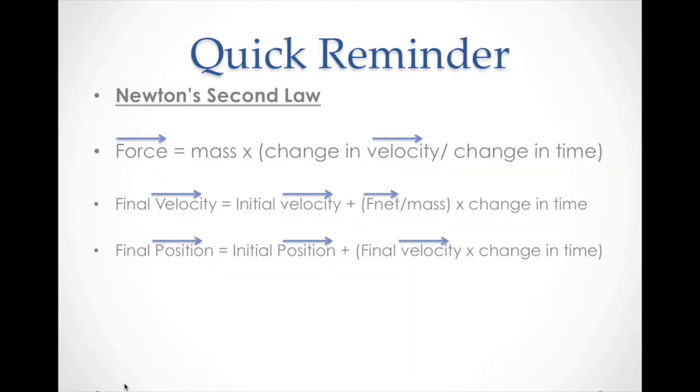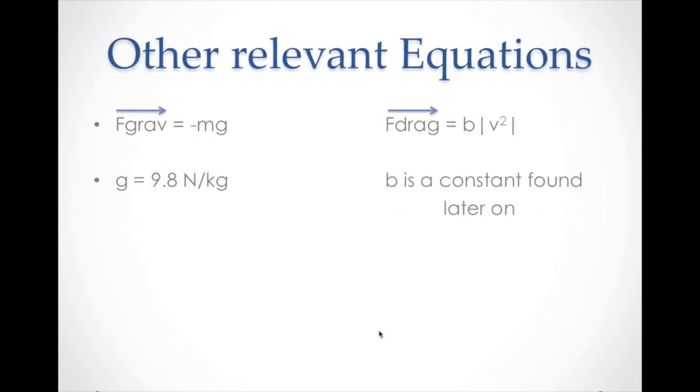A quick reminder, in this lab we use Newton's second law, which equals force equals mass times change in velocity divided by change in time. The final velocity equals initial velocity plus net force divided by mass times change in time. This will help us find the final position of a moving object, which equals initial position plus final velocity times change in time. Some other relevant equations.